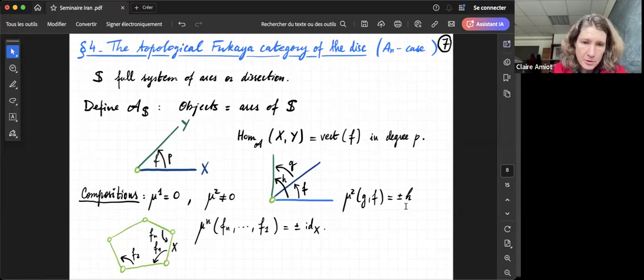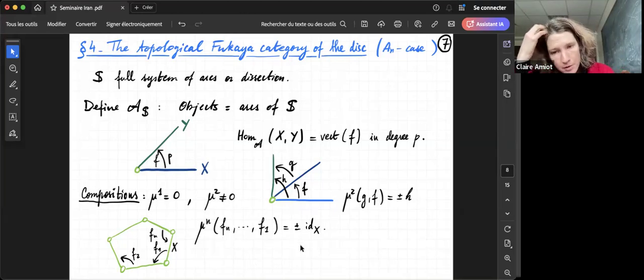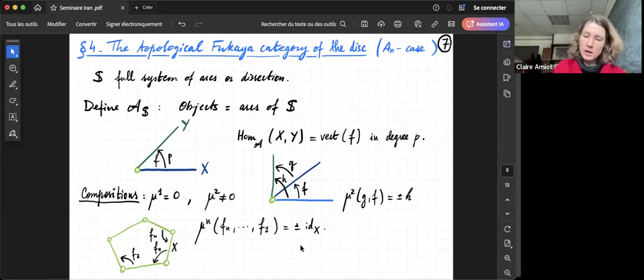I may have some higher composition, and this will happen exactly when I have an enclosed polygon in my full system of arcs. So if I have F1, F2 up to Fn, as in the following picture, then I will have mu n of Fn to F1, which will be plus or minus the identity of the object X, which is the codomain of the domain of F1. And this defines an A infinity category.